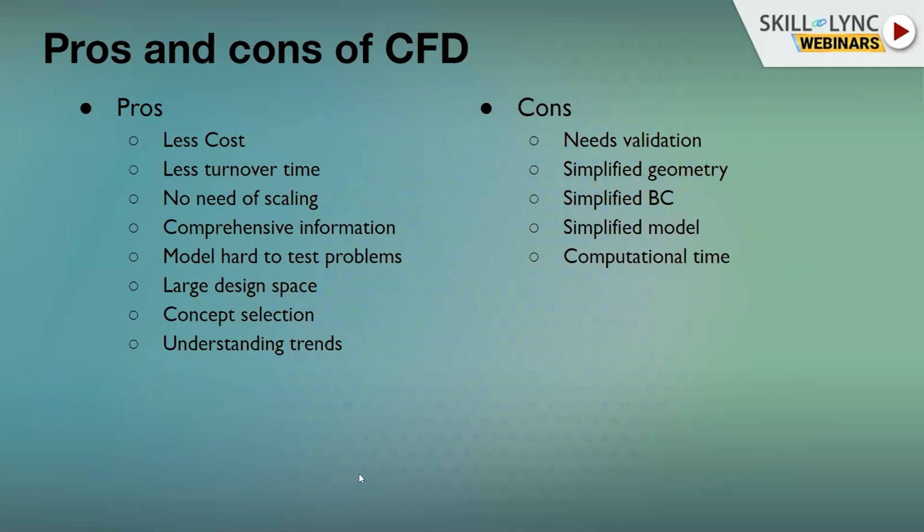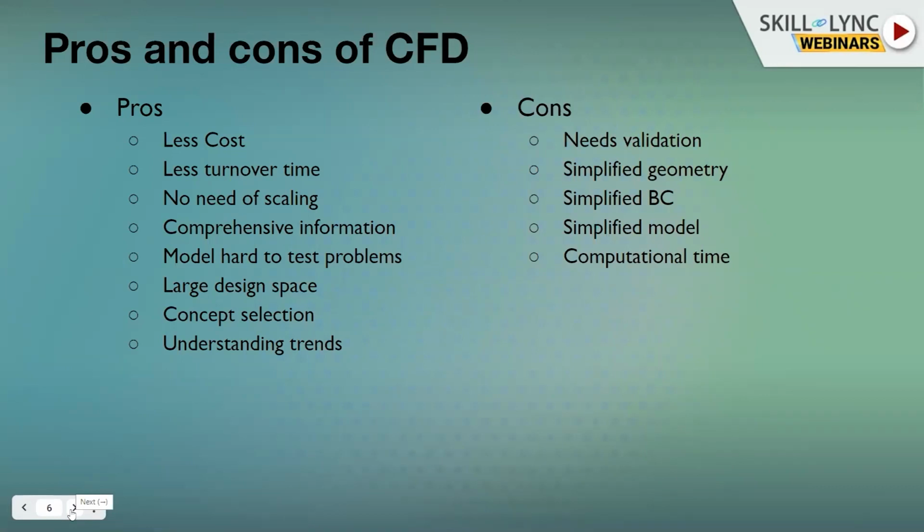And the other one is the simplified geometry. Most of the time we end up simplifying the geometry because of the meshing requirements or some other reasons. So we don't try to model the complete geometry. So we have to simplify the geometry. That will have some impact. And also the mesh itself is a simplification of geometry.